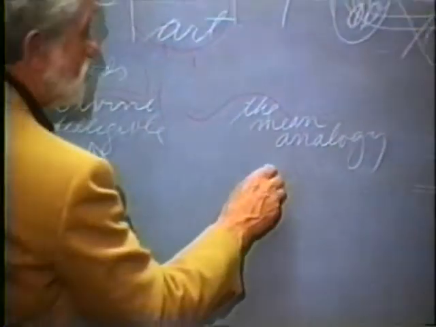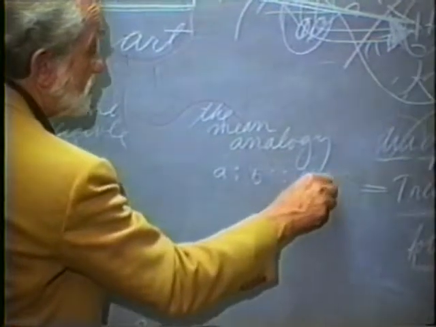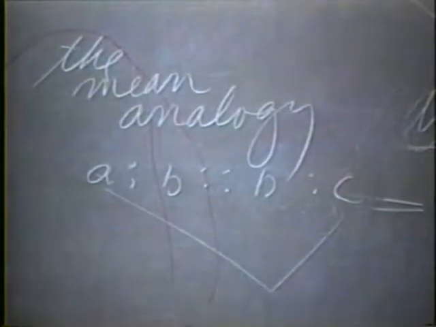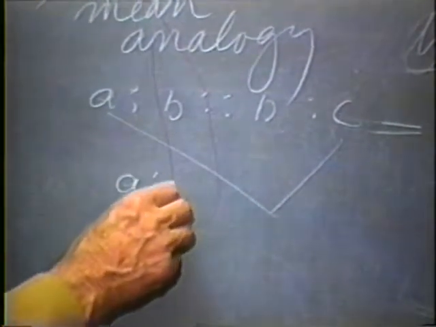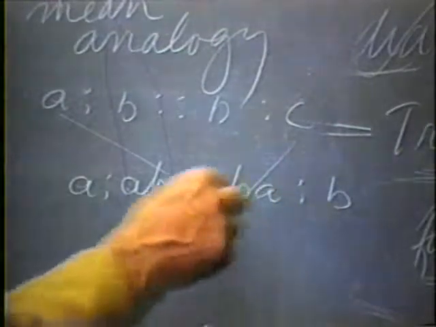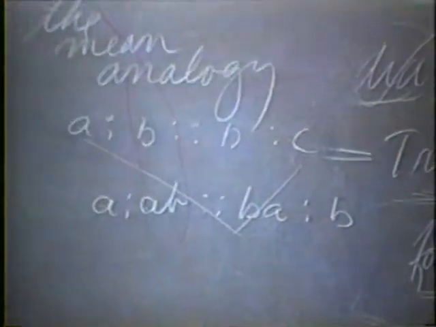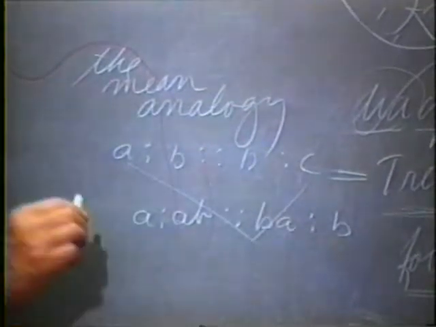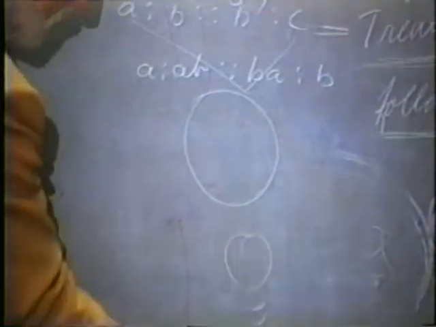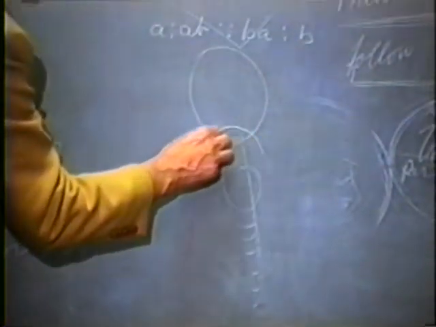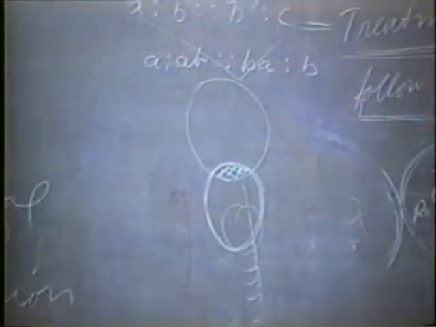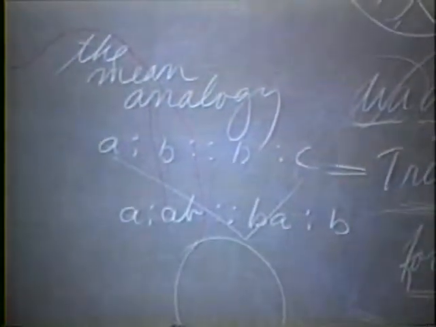But basically, the mean analogy is A is to B, as B is to C. Another way of putting that, these are the two extremes. We can represent it algebraically as A is to AB, as AB is to B. These are the extremes, these are the means. The reason this is so basic and central to Greek thought is that they have one idea which dominates their thought, and that's the idea of participation. As this approaches this and participates in it, that participated part can be understood as a mean analogy. A, B.